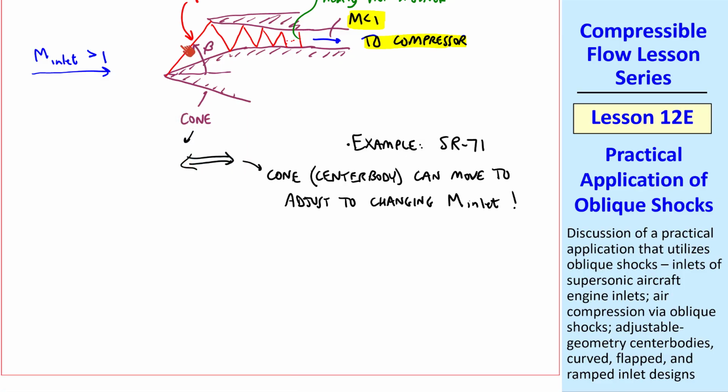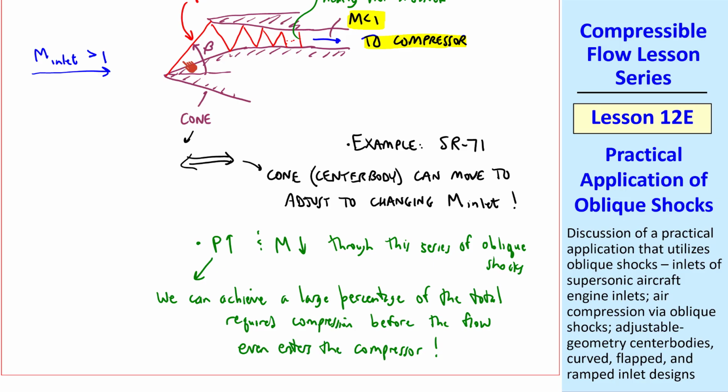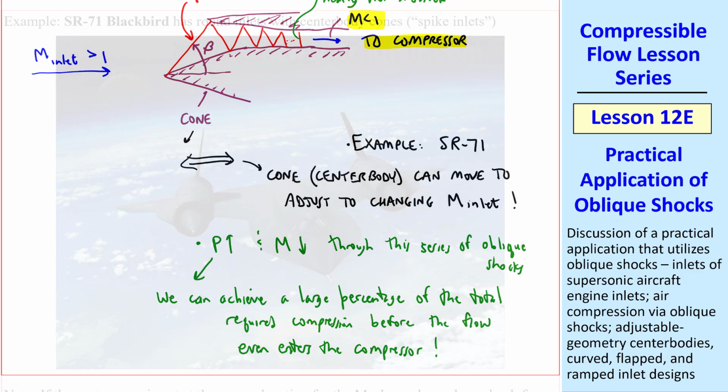I note that as we go through all these oblique shocks, pressure goes up and Mach number goes down through this series of oblique shocks. And we can achieve a large percentage of the total required compression before the flow even enters the compressor. It's a great application of utilizing oblique shocks.